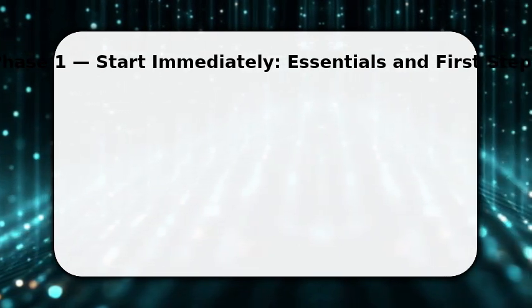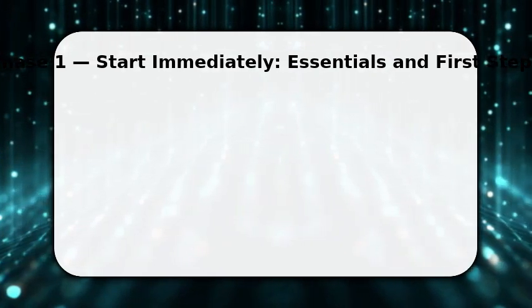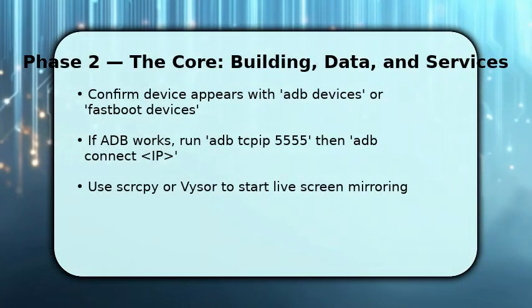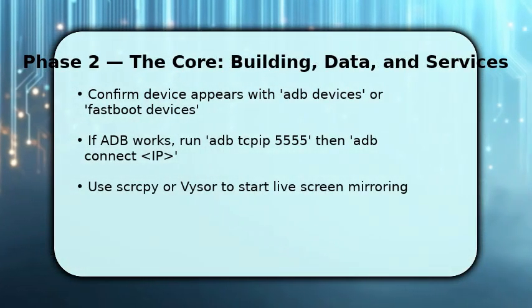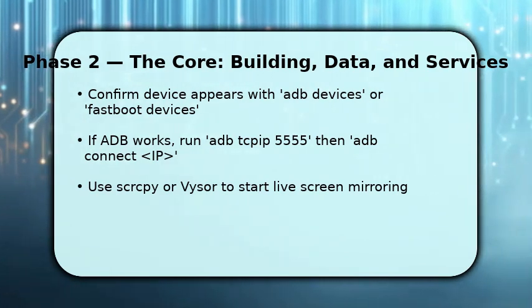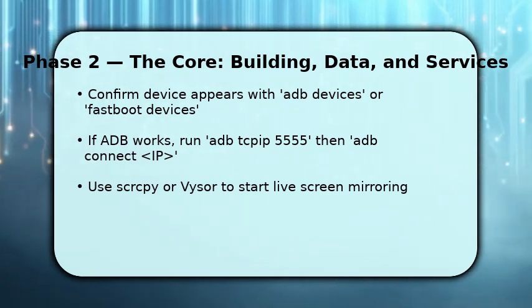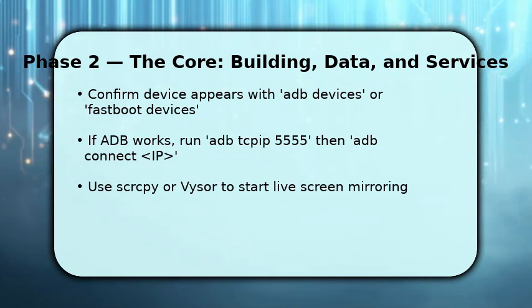You now confirm connectivity. Run adb devices or fastboot devices and look for your serial. If present, proceed. If the touchscreen is unresponsive but ADB is available, enable TCPIP on port 5555 and connect over Wi-Fi. This avoids relying on the dead display.